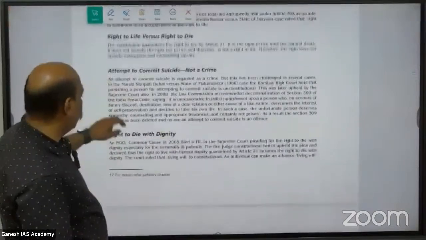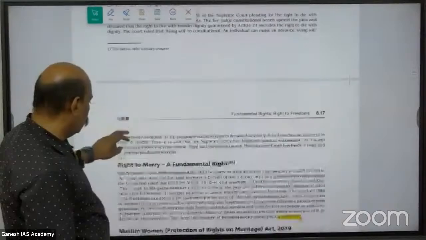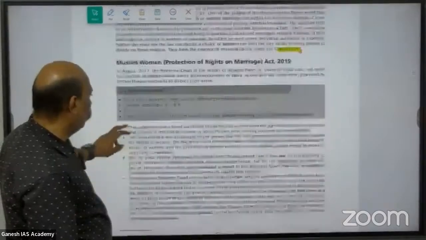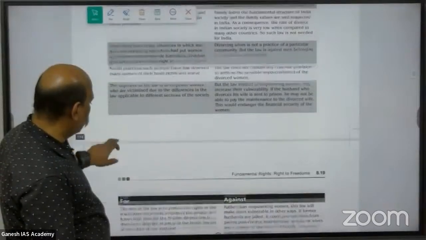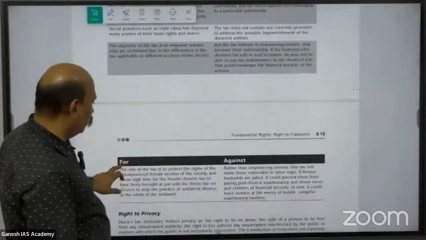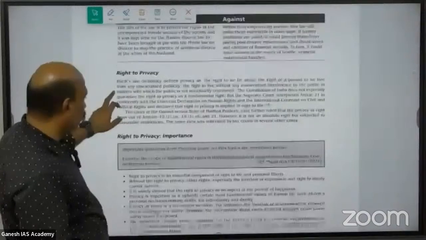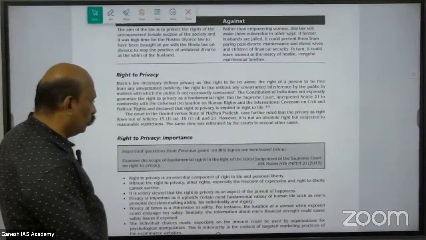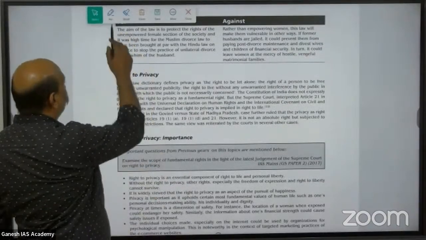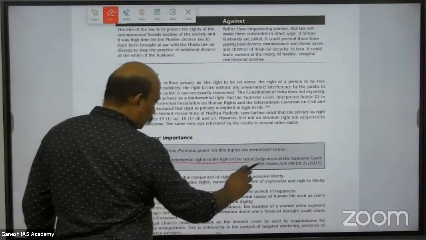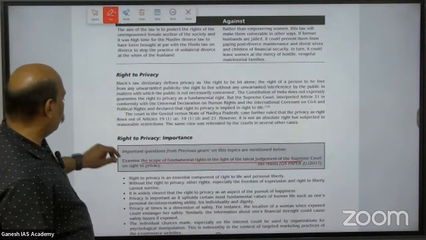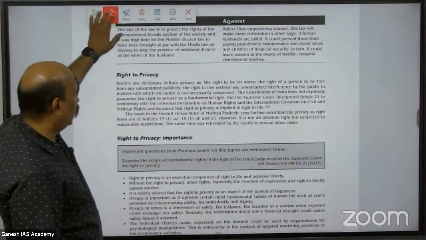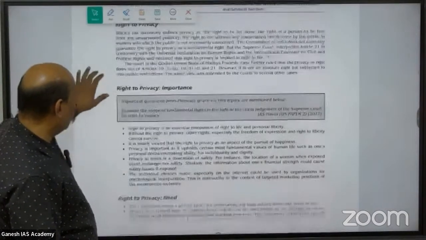So there are many things under the right to life and personal liberty, and several judgments have come regarding it. In 2017, as a current affairs question, they asked about the scope of the fundamental right in the latest judgment of the Supreme Court on the right to privacy. So I have tried to answer this question here.